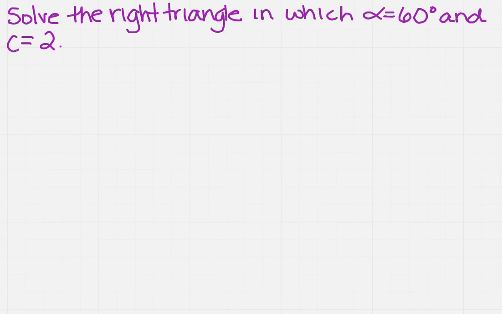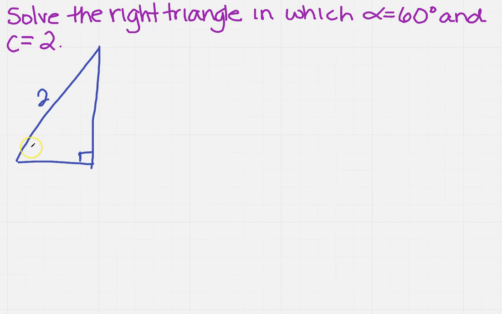We want to solve the right triangle in which alpha equals 60 and c equals 2. So now, does that tell me anything extra? Well, let's find out. Let's draw a right triangle. That's not very good, but we're going to get over it. And it tells me that c is 2, so I know c is the hypotenuse. It says alpha is 60.